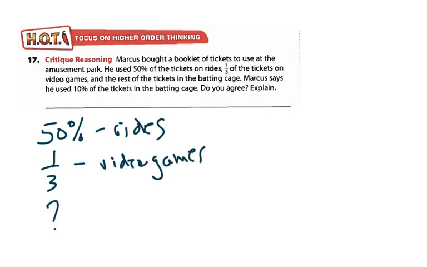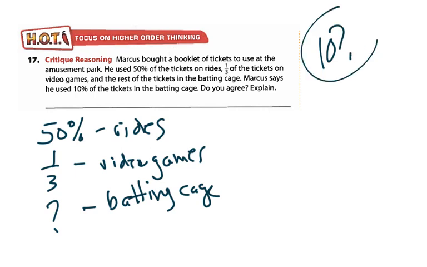And then the rest went to the batting cage. See, I would spend more of mine on the batting cage, I think. Marcus says he used 10% of the tickets in the batting cage. Do you agree? So we want to know, is 10% in the batting cage correct?